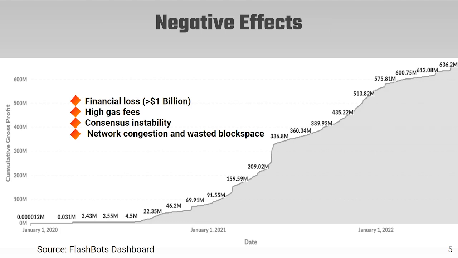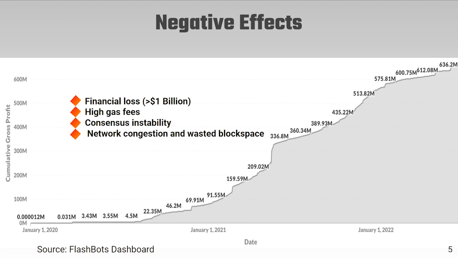These MEV and front-running strategies have a lot of negative effects for blockchain applications. The most serious one is financial loss, with more than 1 billion USD in loss for users and protocols. It also results in high gas fees and consensus instability, because some miners sabotage the whole blockchain for some individual profit, and it also causes network congestion and wasted block space with all of the MEV transactions.